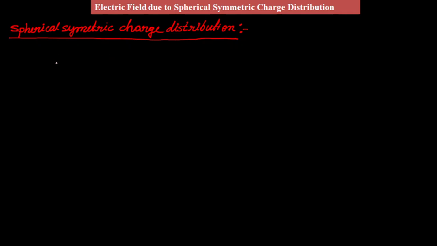So here I am going to explain the idea that if an examiner gives you some charge distribution and asks whether this charge distribution is spherically symmetric or not, how can we argue that this charge distribution has spherical symmetry or that it doesn't have any spherical symmetry? For that, the first condition is that charge should be distributed over a spherical region.